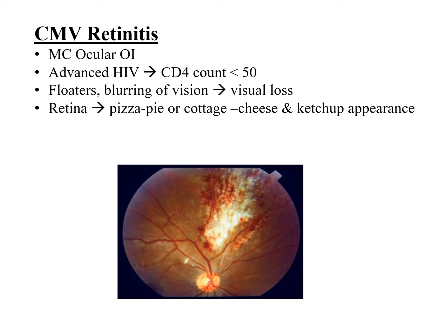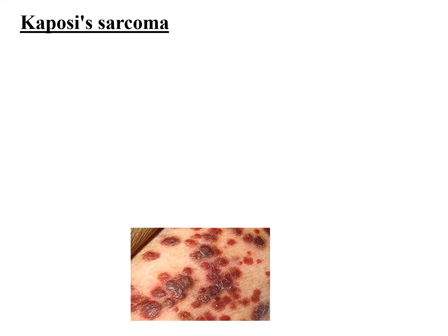If you look at the fundus in this slide, you will see a lot of perivascular infiltrates. The infiltrates are around the vessels, which indicates that the patient has a significant HIV illness along with CMV retinitis. Then we have Kaposi sarcoma.